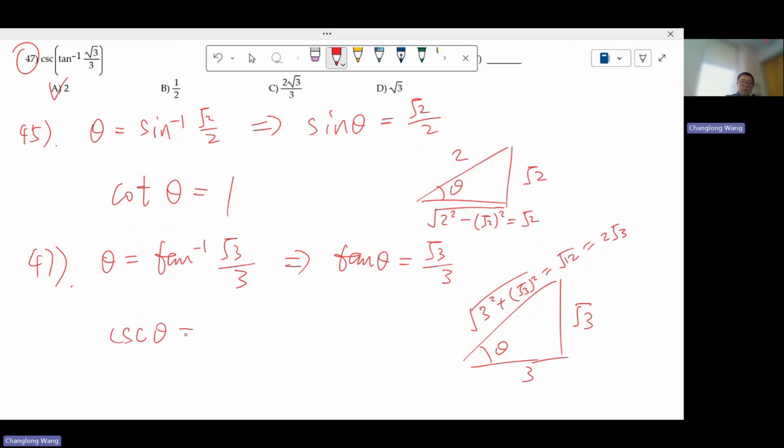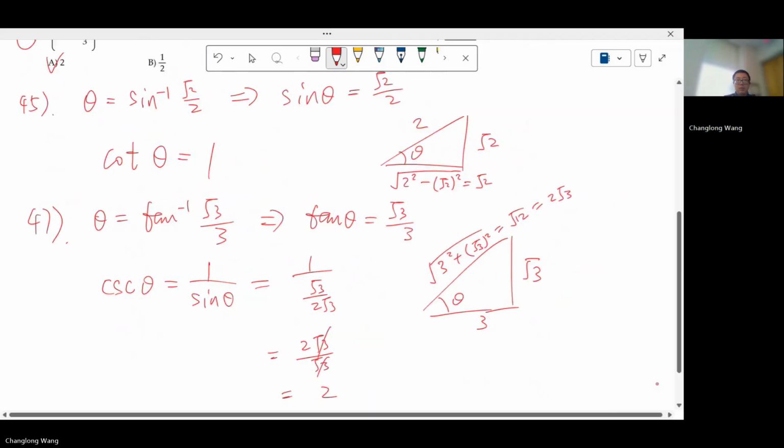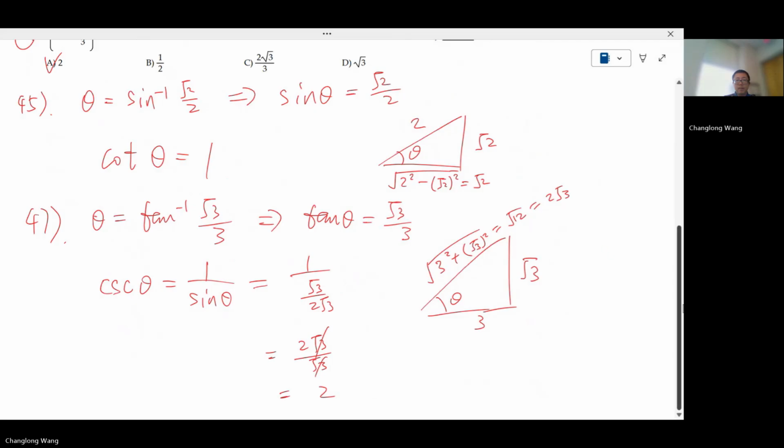Now cosecant, I guess that you guys will be able to tell right away. It's 1 over sine. Right, so SOHCAHTOA, sine is opposite over hypotenuse. So it'll be 1 over radical 3 over 2 radical 3, right? Then do the keep change flip. So this is 2 radical 3 over radical 3. Radical 3's cancel, so you're left with 2. Okay. That's it. The process is identical.